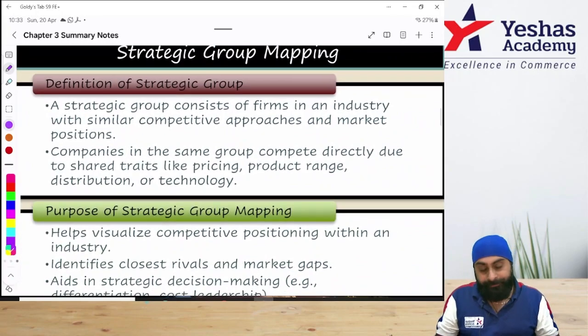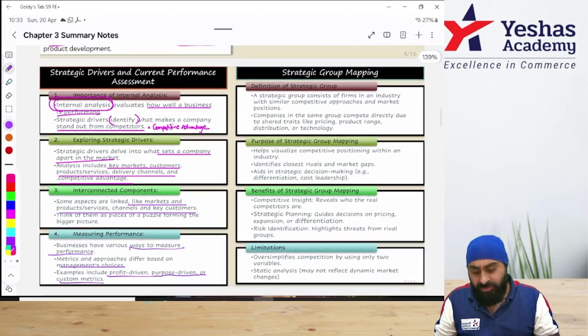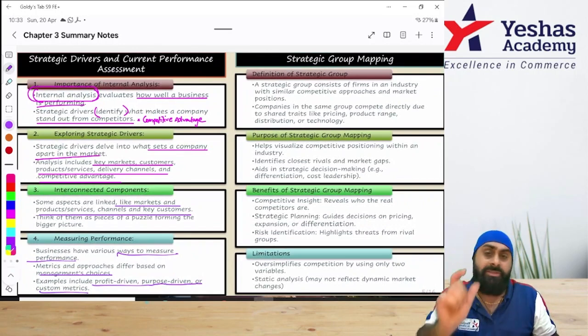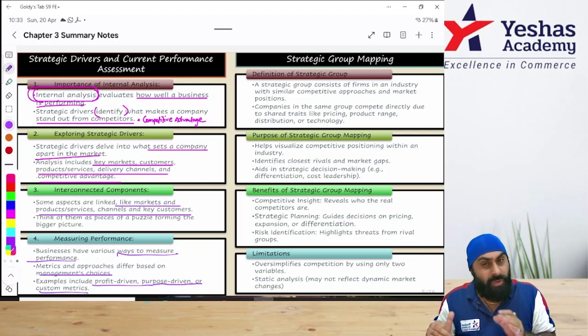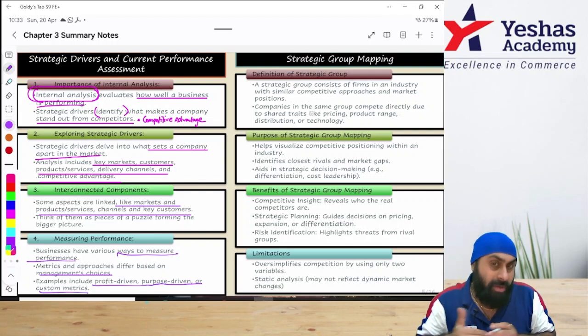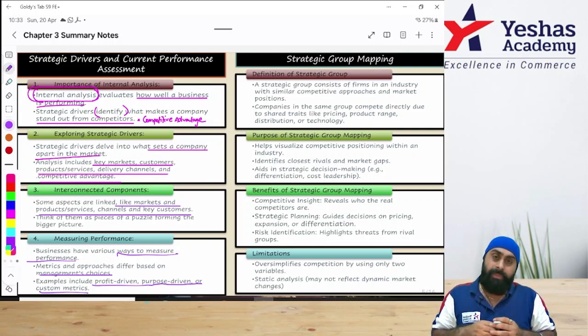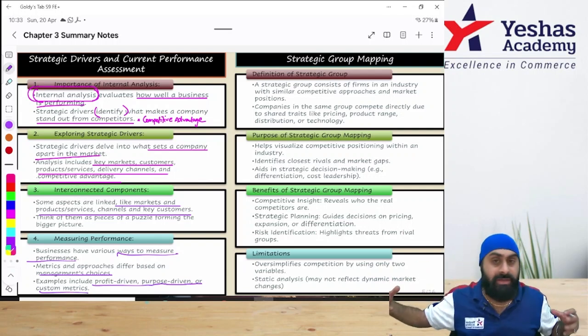Strategic grouping and mapping. So basically, let me have a quick revision of what I've said so far. Strategic drivers and current performance assessment. First, you need to analyze internally where you stand, identify what you can do to make sure that you have a competitive advantage as compared to competitors. Exploring strategic drivers, where we talk about how to keep yourself apart in a market, in terms of product services or distribution channels. The entire market is connected with each other in terms of customers, distribution channels, suppliers, everything.